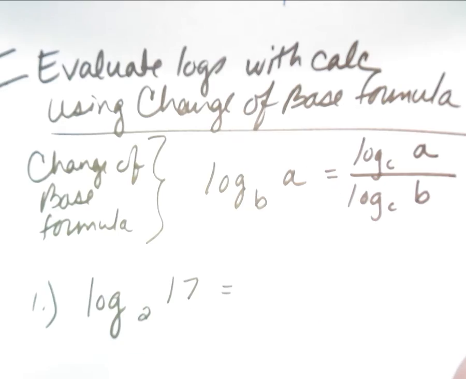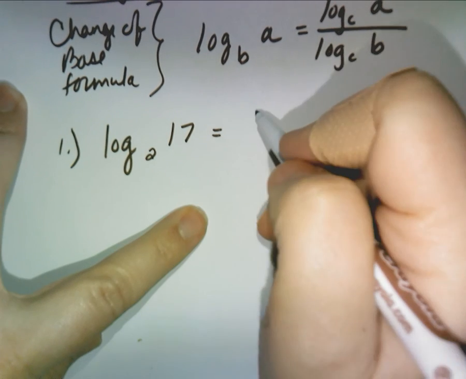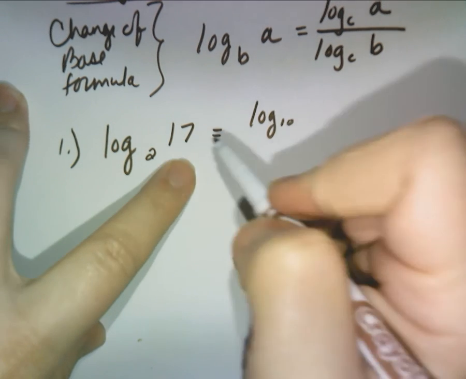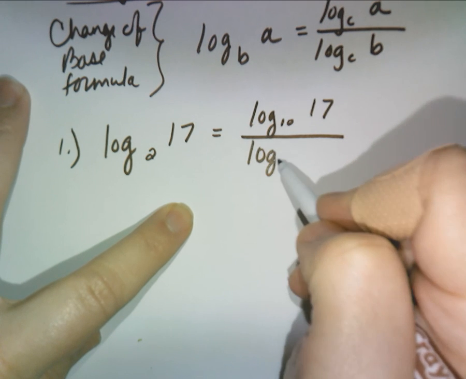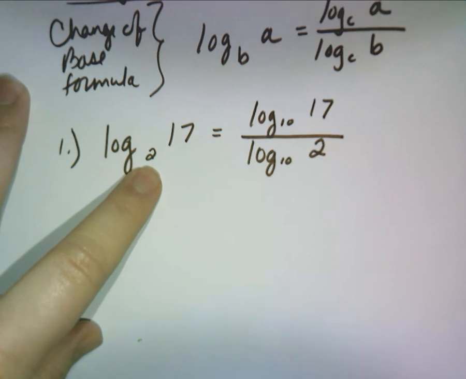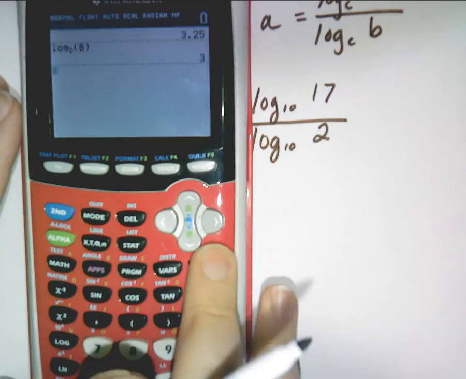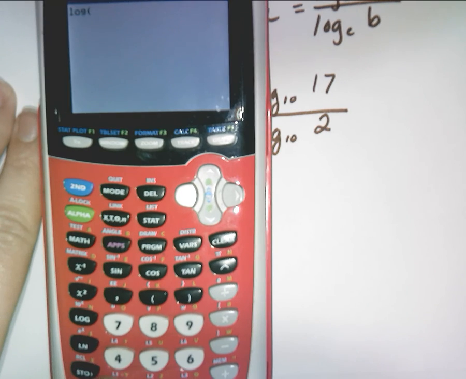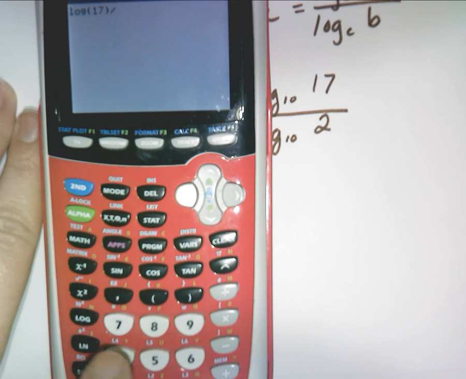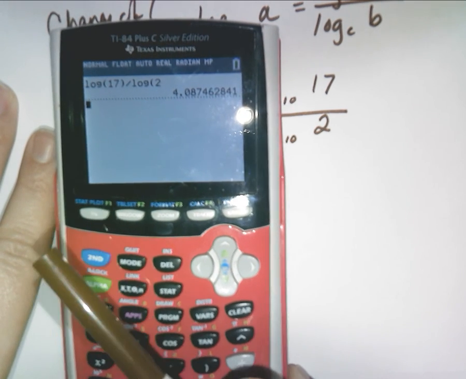But what you could do for this question is say, the change of base formula says that I can take log base 10 of the big number, 17, and divide that by log base 10 of the little number, 2. Little as in size. So you go to this button right here, log, and do log 17 divided by log 2. And look at that. 4.08. We were about right. 4.1.